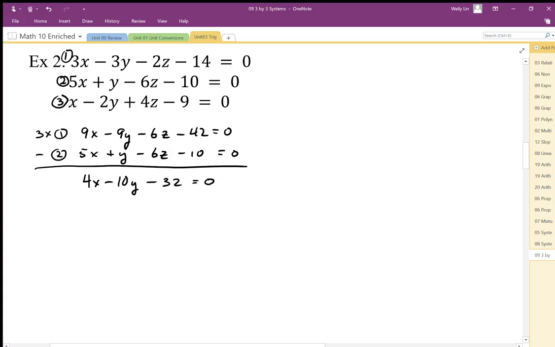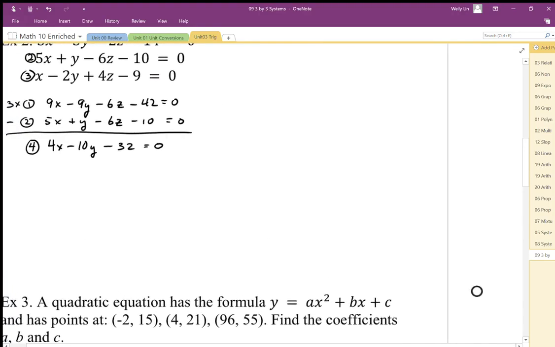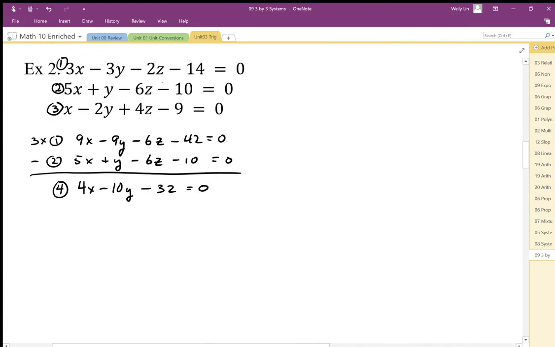I could simplify this. I might just wait to simplify it, but I'm going to make sure that I label that equation so that I know that it's a new equation. So there's one new equation. I'm going to eliminate z by using equations 1 and 3. So I'm going to do 2 times equation 1. And that gives me 6x minus 6y minus 4z minus 28 equals 0. And equation 3 is going to be x minus 2y plus 4z minus 9 equals 0.